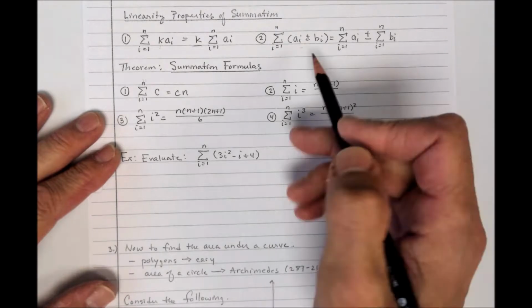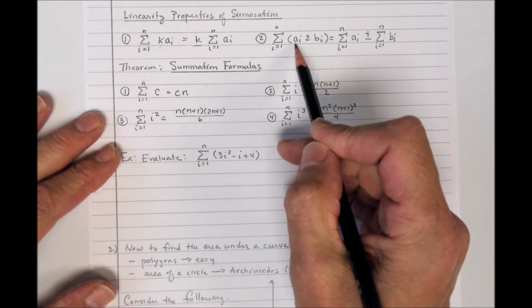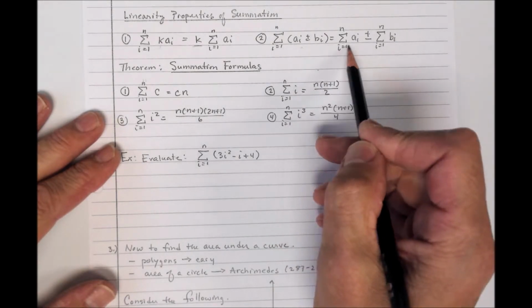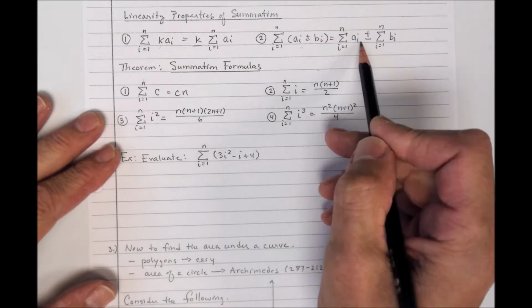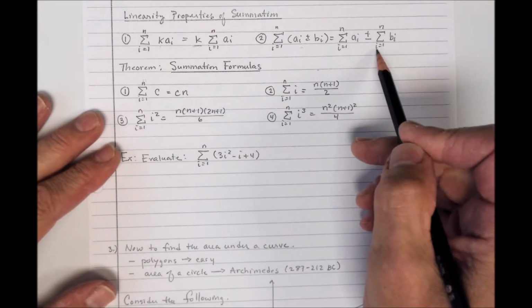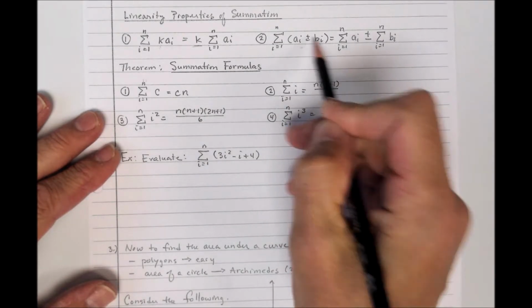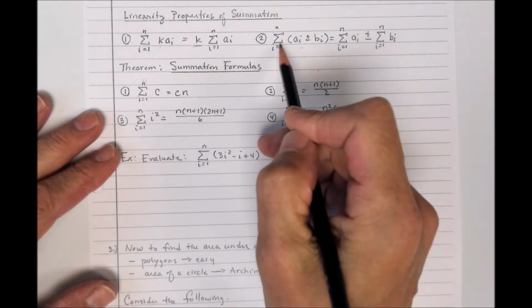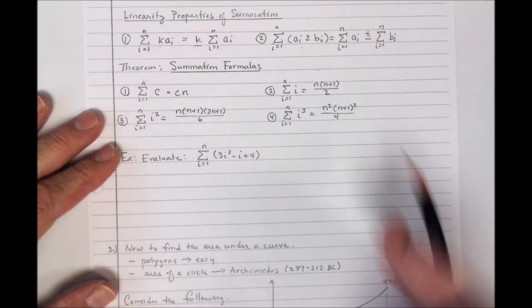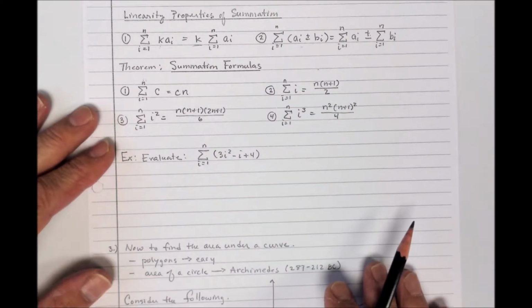And in here, this is the sum of a sub i plus or minus b sub i is equal to the sum as i goes from 1 to n of a sub i plus or minus the sum as i goes from 1 to n of b sub i, which is kind of cool because in this case, if we think just about the top sign, the addition, we have the sum of a sum is equal to the sum of the sums. Yeah, think about that. It just blew your mind.